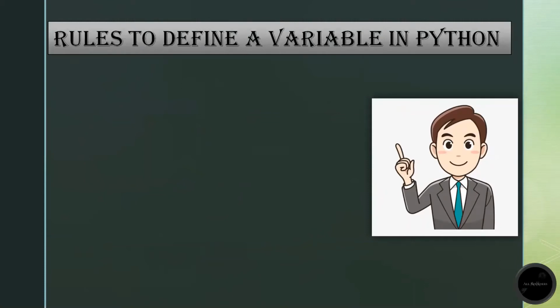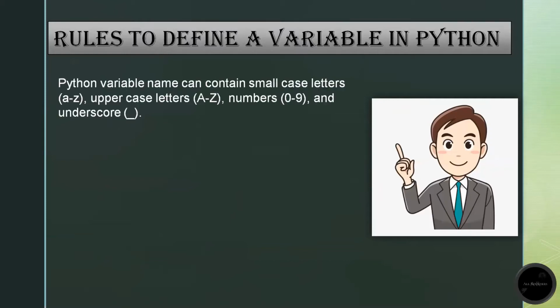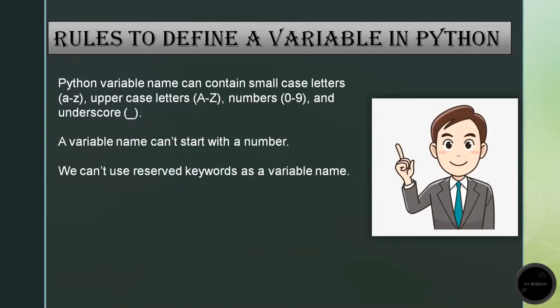So now I'll be telling you the rules to define a variable in Python. A Python variable name can contain lowercase letters, uppercase letters, numbers, and underscore. A variable name can't start with a number. We can't use reserved keywords as a variable name.